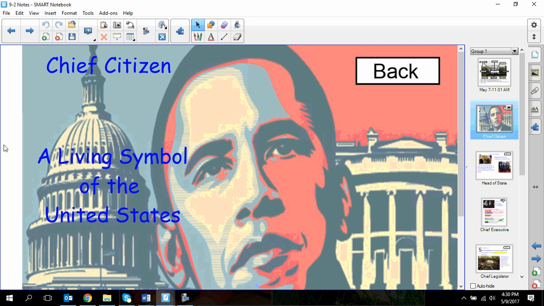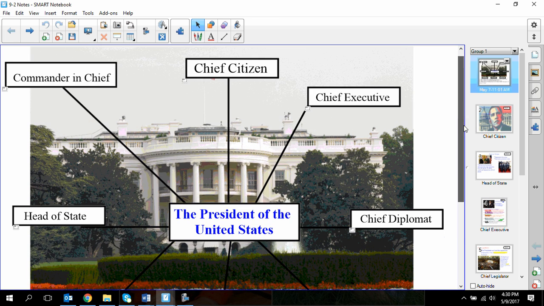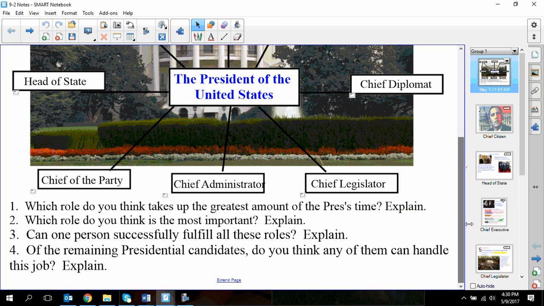If a president doesn't have a flag, if he's not dressed appropriately, if his wife is in trouble or his kids get in trouble, like the Bush twins got into trouble at college, that really reflects on the presidency, and we take that very seriously. So those are the roles of the president. Which ones do you think would take up the greatest amount of the president's time? And which one do you think is the most important?